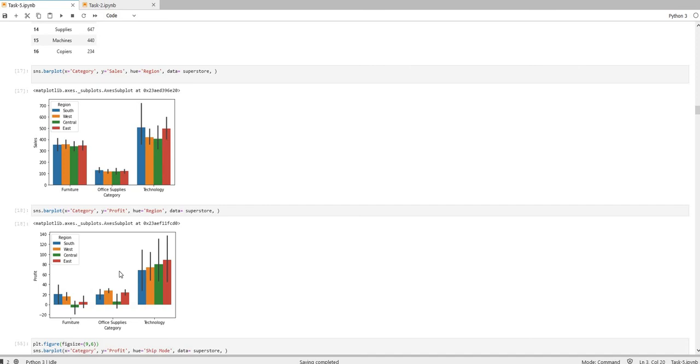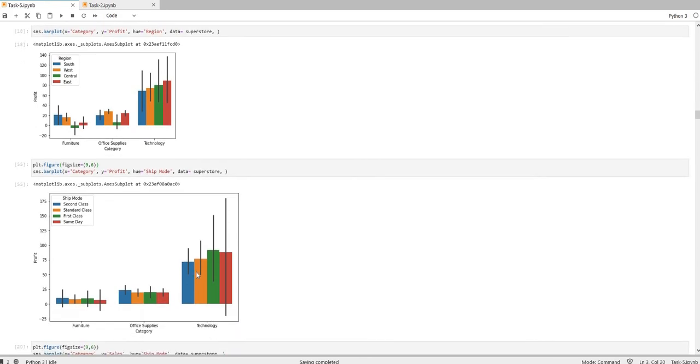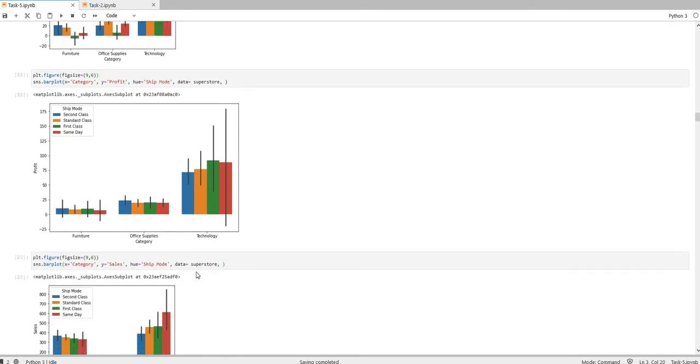It is also shown in profit that technology has the highest peak. Then we can say office supplies is in a stable position, but furniture in Central has a loss. It fluctuates from loss to some little profit. Technology also dominates according to ship mode. We can see here.